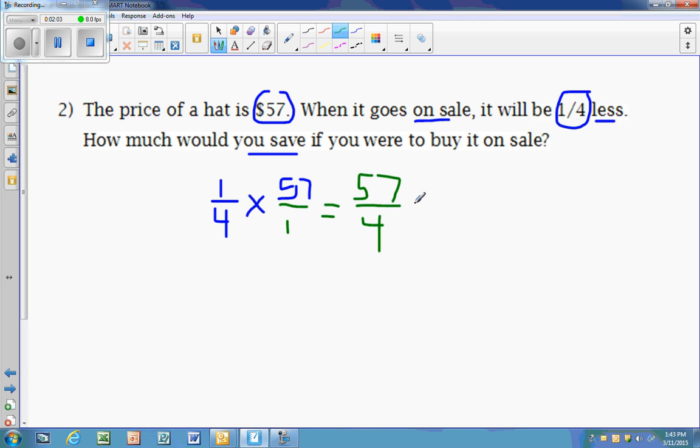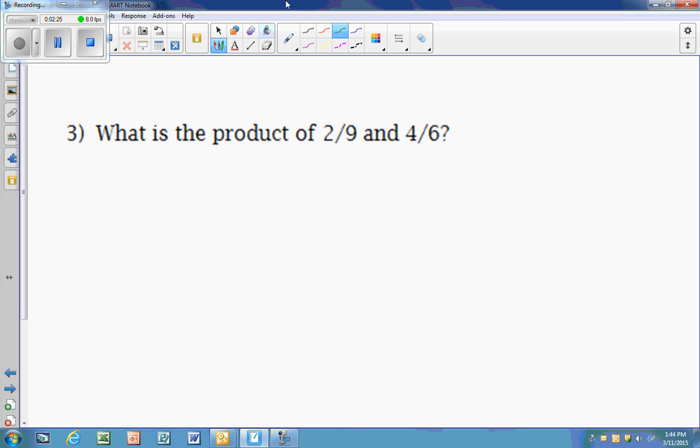And it's 57 divided by 4, and when I do 57 divided by 4, it goes in 14 times. There's 1 left over, and then add a 4. But I can't write money as 14 1/4. So that is 14, and 1/4 is 25 cents. So $14.25.